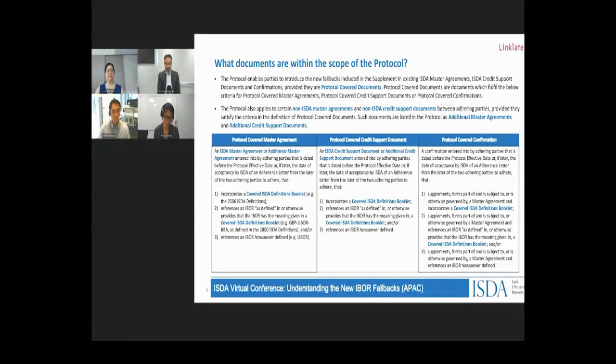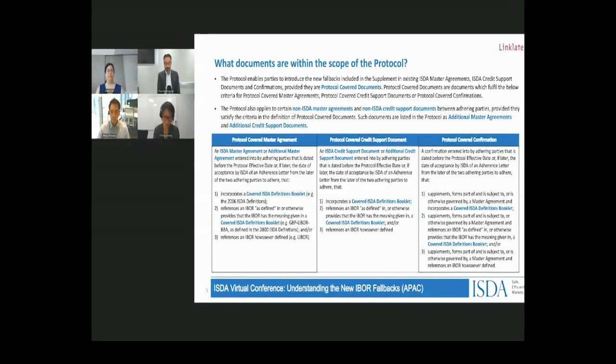And the concept of protocol covered documents has three subsets: protocol covered master agreements, protocol covered credit support documents, and protocol covered confirmations. Now, there's some overlap there, but I'll explain it further. In addition, and importantly, and as Haiping mentioned, this doesn't just cover ISDA documentation. It also covers non-ISDA documentation. And so Joyce will explain how the non-ISDA documentation gets brought into these definitions. I'll focus on the ISDA documentation for now.